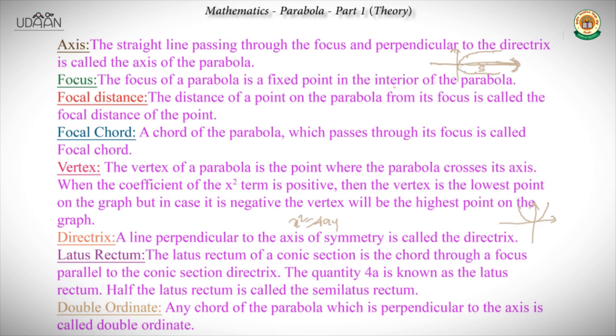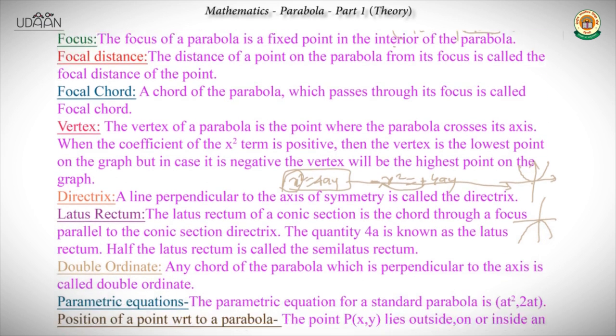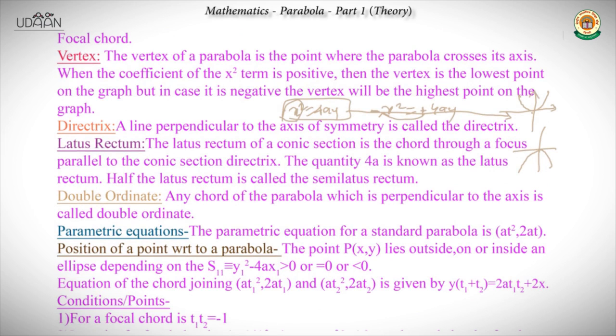In our y square equals 4ax, it cuts the axis at this point, so this is the vertex of the parabola. But in this case, when the coefficient of x square is positive, then the vertex is the lowest point on the graph. But in case it is negative, the vertex will be the highest point on the graph. Like if you take x square equals 4ay, the graph will be this way. If you take x square equals minus 4ay, the graph will be in the reverse direction. So in this case, if the coefficient of x square is positive, it is the lowest point, and if it is negative, it becomes minus x square equals 4ay, so here it is the highest point. So it is defined in another manner, in order to give a brief idea of the parabola x square equals 4ay; the vertex is defined in this way.